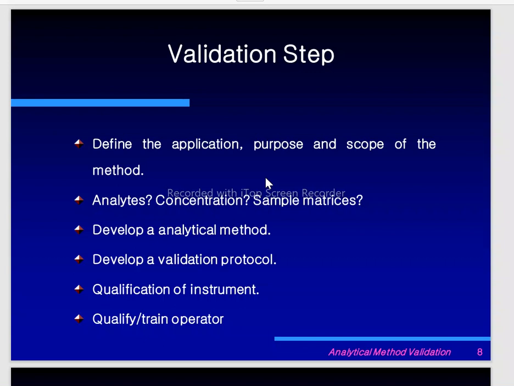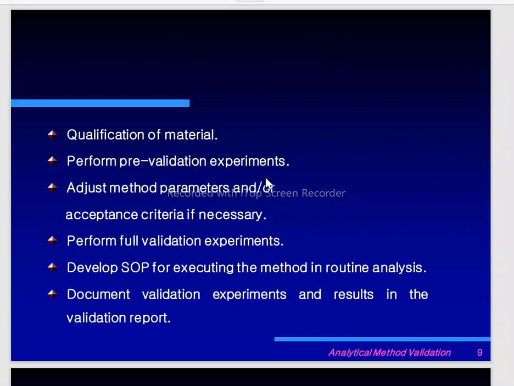Develop the analytical method. Develop a validation protocol, qualification of instrument, qualify or train the operator. Qualification of material also needs to be ensured. Perform pre-validation experiments. During the method development part, you have to perform some mini validation experiments like accuracy, specificity, linearity, LOD, LOQ, precision, which can help more during the validation of the method. Adjust method parameters and or acceptance criteria if necessary.